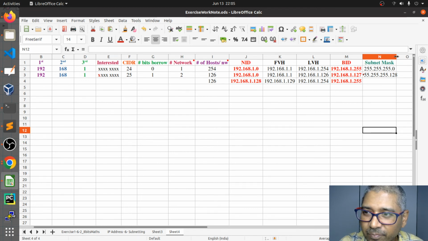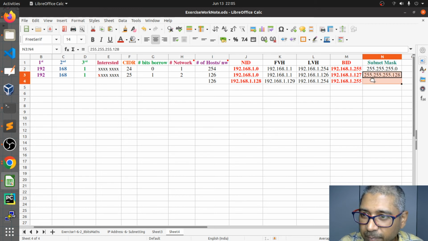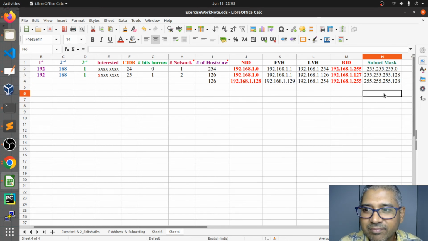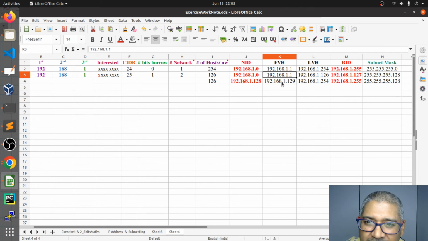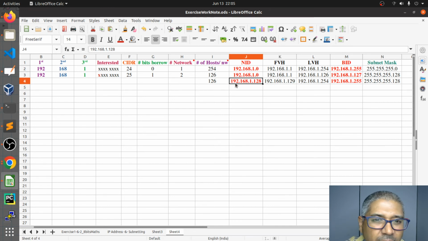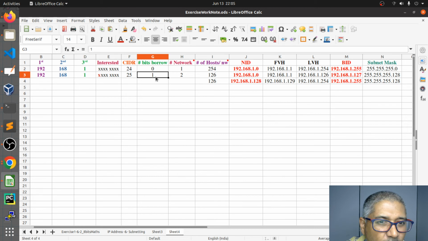This is the catch. We revise it. The subnet mask will be the same for both networks. You understand? Because only one bit comes to the network, either this network or this network. Both networks only get one bit; they borrow one bit. So one bit borrowed means this becomes 128.